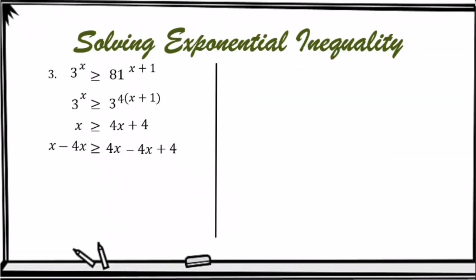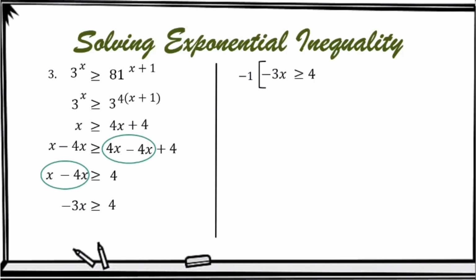On the right side of the given, simplify 4x minus 4x, that is 0. So we have x minus 4x greater than or equal to positive 4. On the left side, simplify x minus 4x, that will be negative 3x. So we have negative 3x greater than or equal to positive 4. Next, multiply both sides by negative 1. So we have negative 1 times the quantity of negative 3x is greater than or equal to 4 times negative 1. So we have 3x less than or equal to negative 4.